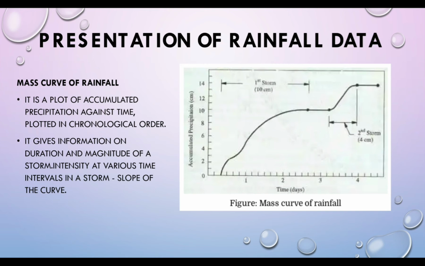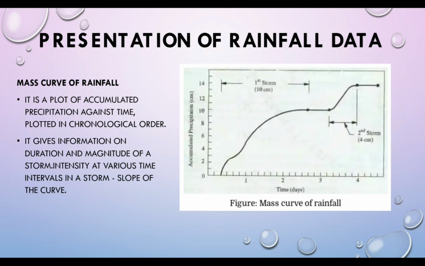The first one is using a mass curve of rainfall. It is a plot of accumulated precipitation against time, plotted in chronological order. It gives information on duration and magnitude of a storm, intensity at various time intervals in a storm, slope of the curve.